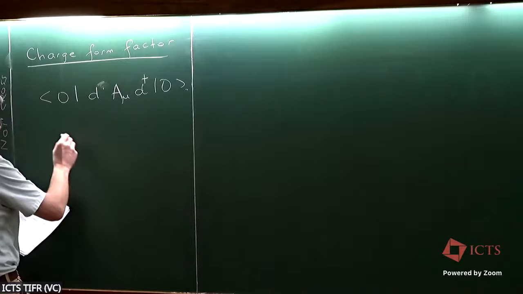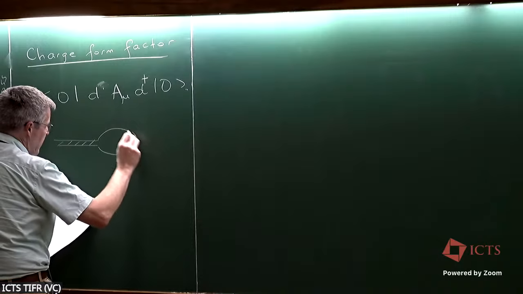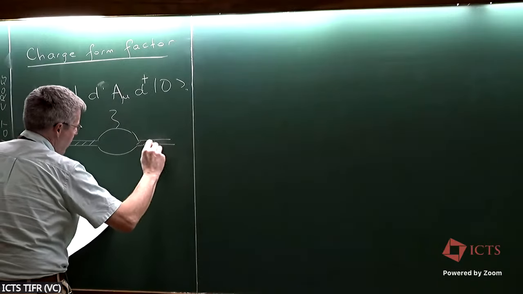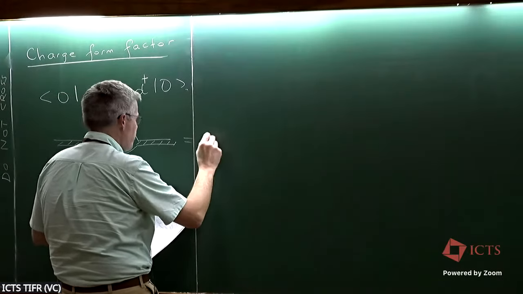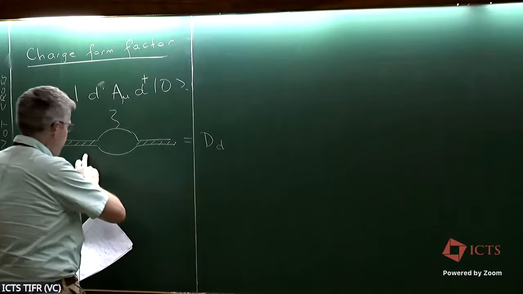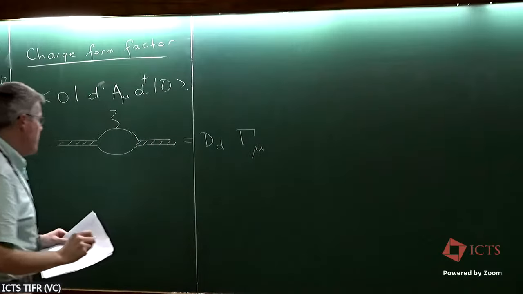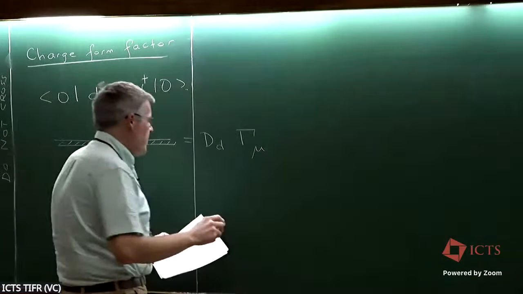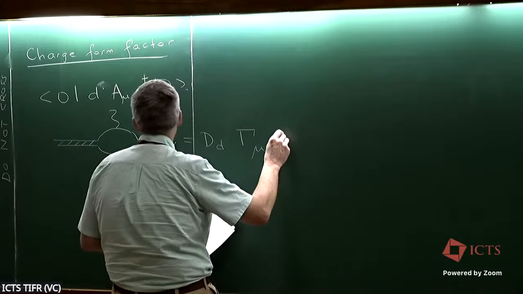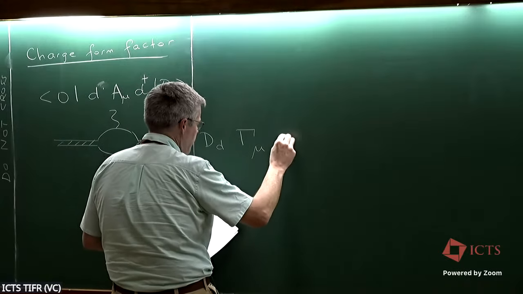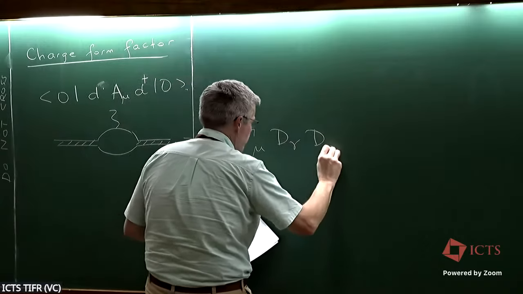So this is going to be some sort of object like this. If you think about this from an LSZ reduction perspective, you're going to have a dimer propagator here. You're going to have some object which I'll call gamma, which is going to depend on the index mu. And then I'm going to have a photon propagator. So let me call that the gamma. And then I'm going to have another dimer propagator.